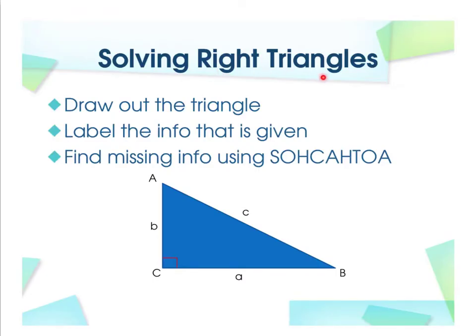When you're solving right triangles, first you want to begin by drawing out the triangle and then labeling the given information. Then, depending on what we're looking for, we're going to use sine, which is opposite over hypotenuse, cosine, which is adjacent over hypotenuse, and tangent, which is opposite over adjacent. So let's take a look at an example.